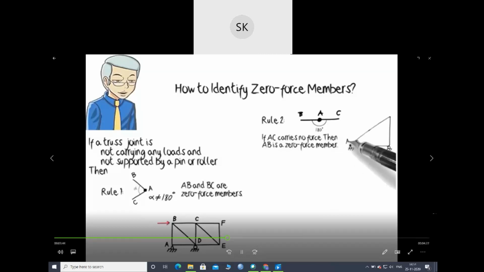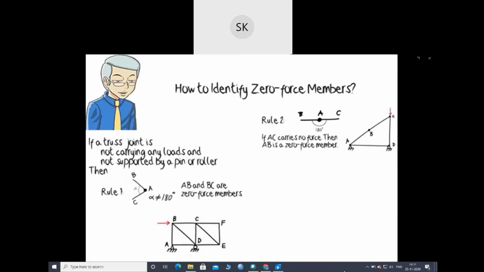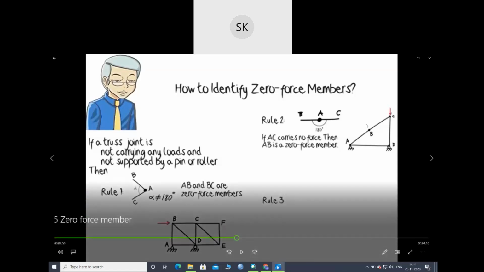Consider the two members AB and BC. If the force in member AB is zero, since the members are collinear, BC is also a zero force member. So in this example, AB and BC will be zero force members, because the angle made at this joint is linear, or you can say 180 degrees.